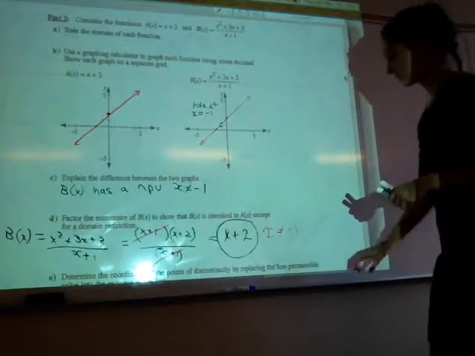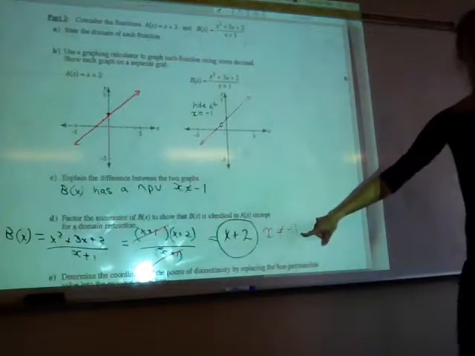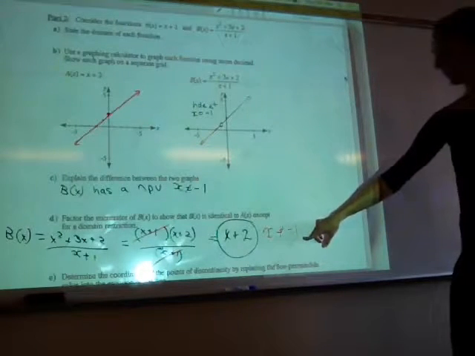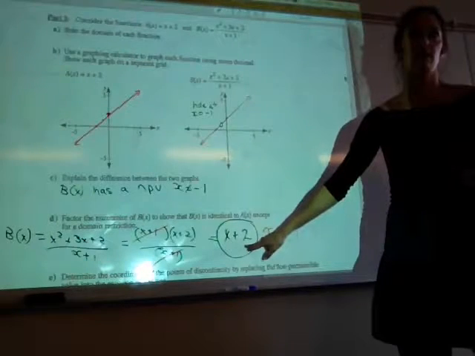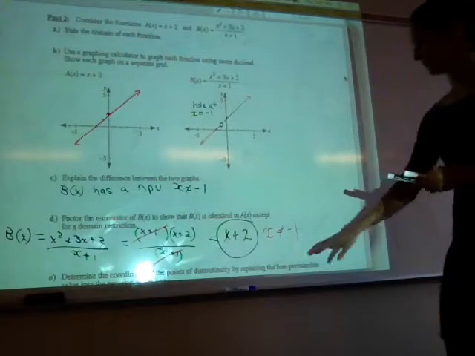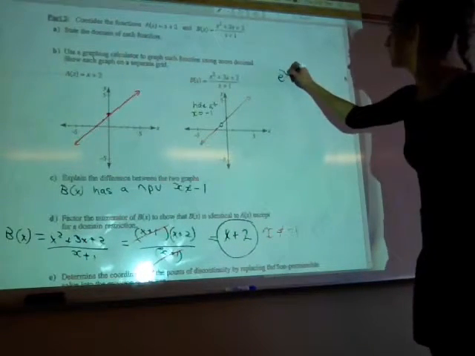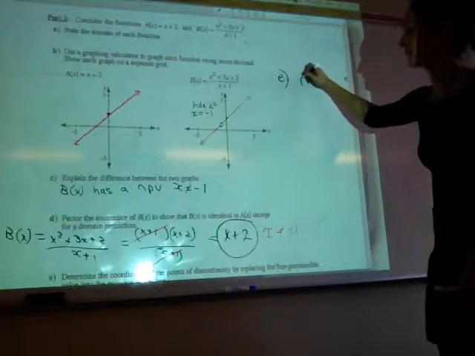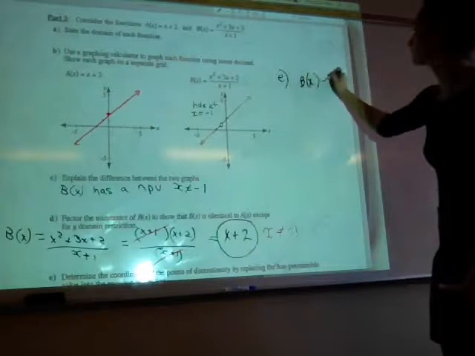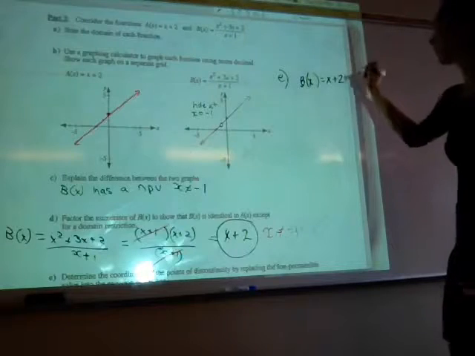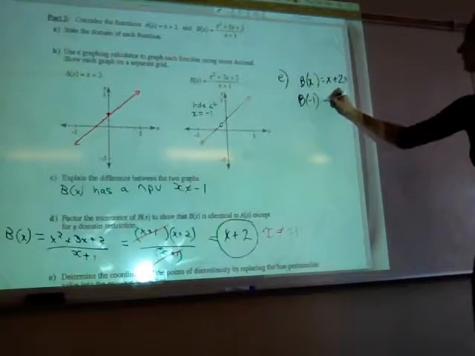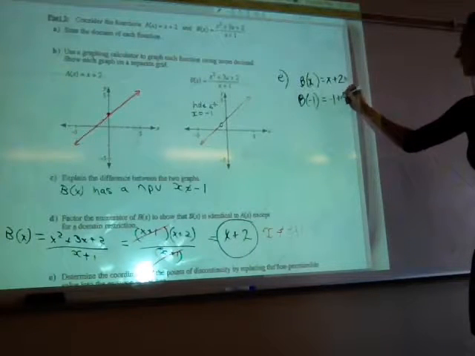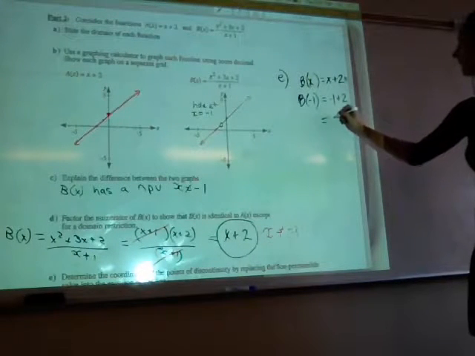So what you're going to do is take this restriction, where x equals -1, and plug it into the simplified form of that rational function. Okay, so I'm just going to put part E up here. Okay, b of x reduced to x plus 2. We're going to sub in -1 for our x values. And we get +1.